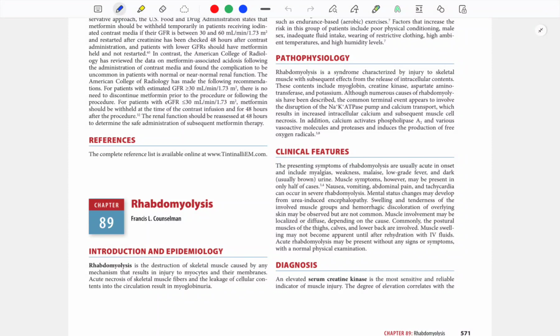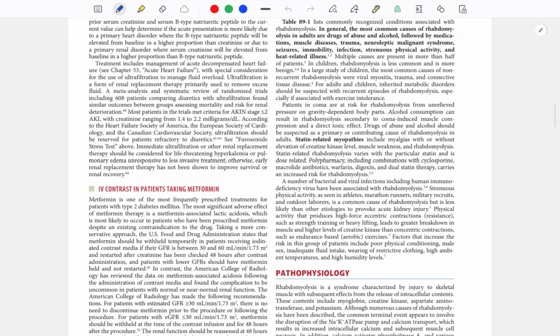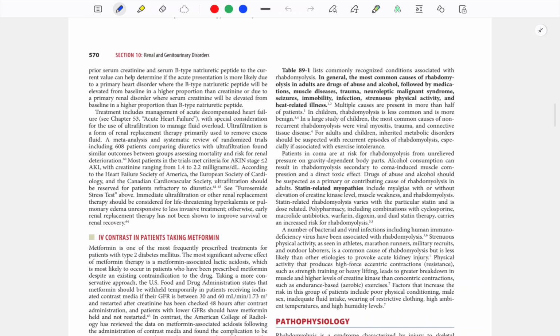Next chapter is rhabdomyolysis. What is rhabdomyolysis? It is lysis of skeletal muscle caused by any mechanism that results in injury to myocytes and their membranes. Acute necrosis of skeletal muscle fibers and leakage of cellular content into the circulation causing myoglobinuria. So what are the causes of rhabdomyolysis?